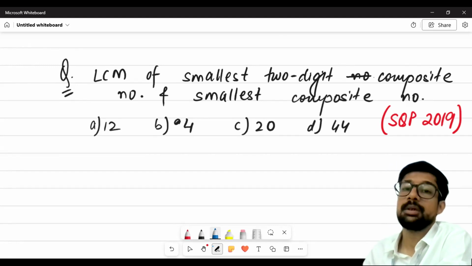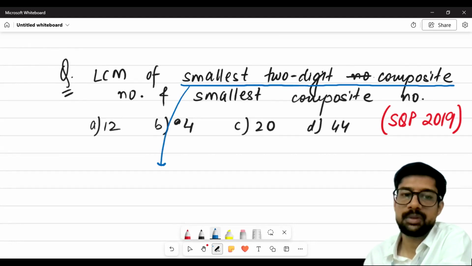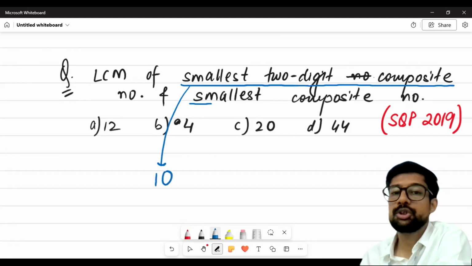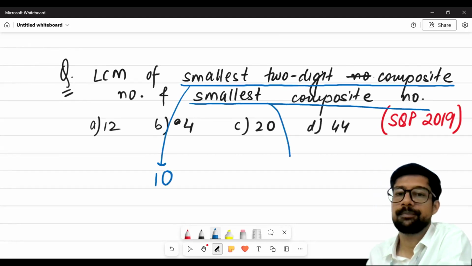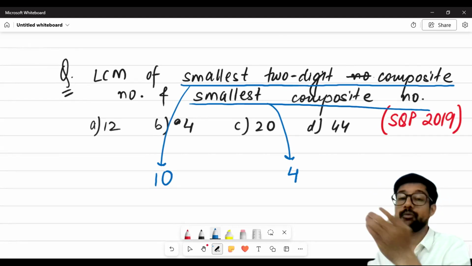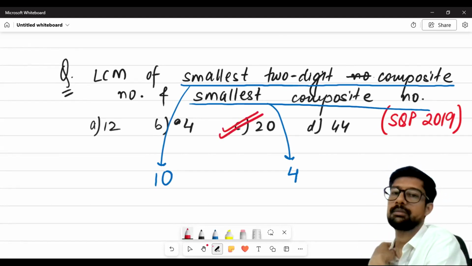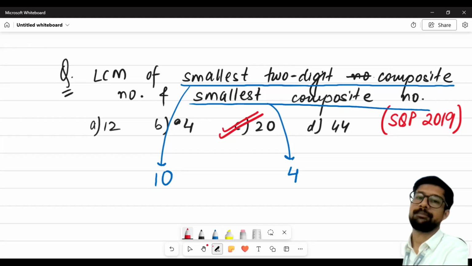Okay. Which is the smallest 2-digit composite number? 10. Okay, done. That's 10. Perfect. Which is the smallest composite number? 4. Just tell me the LCM of 10 and 4. 20. That's it. Done. One more mark scored.